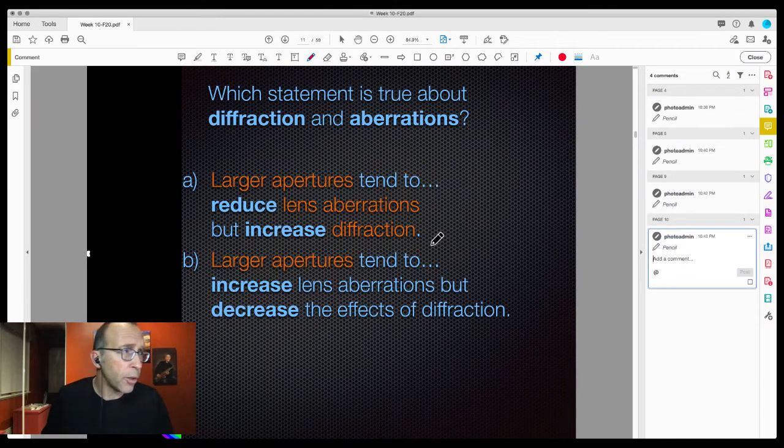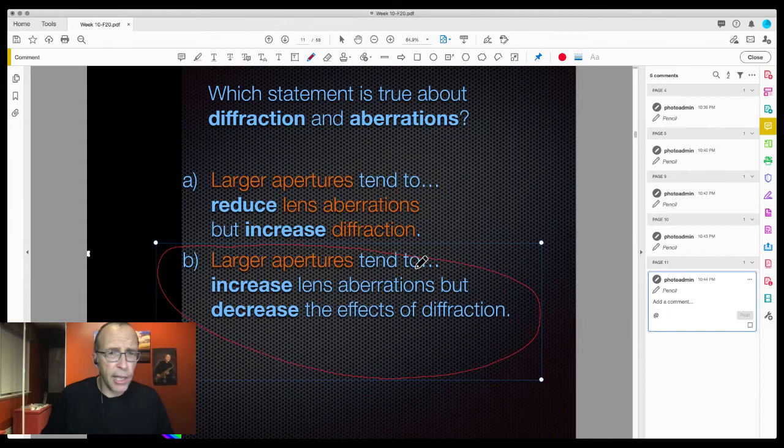Let's go to the next one. Larger apertures tend to, and now it's saying the opposite, larger apertures tend to increase lens aberrations but decrease the effects of diffraction. So larger apertures tend to increase aberration. I'm going to tell you right now, this is the right answer. This is a question that's actually on the final exam, so make sure you understand this or know this.